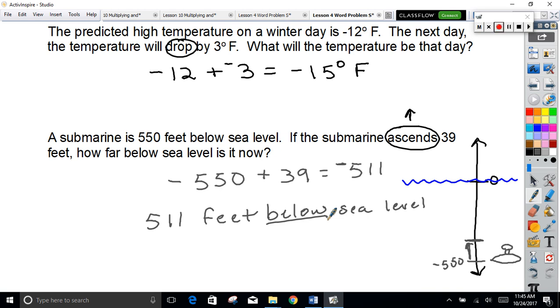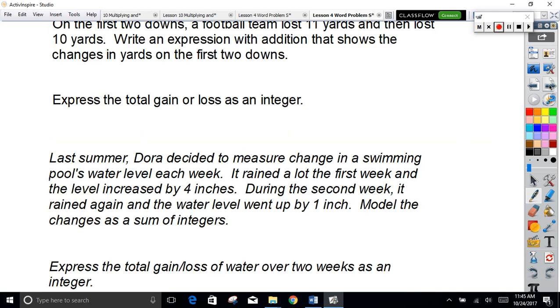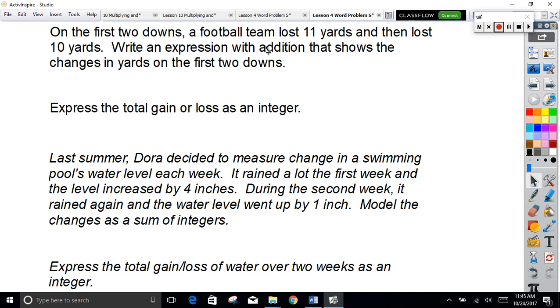Okay, the following examples are all examples that I pulled from Get More Math so that you know what to expect today. First one is another football question. On the first 2 downs, a football team lost 11 yards and then lost 10 yards. Write an expression with addition that shows the changes in yards on the first 2 downs.